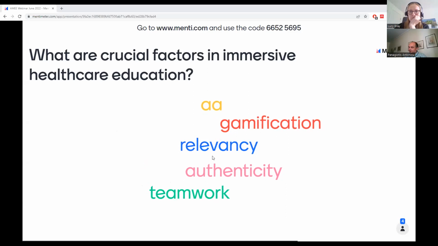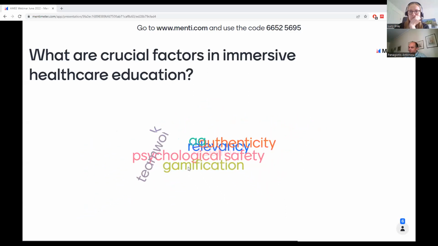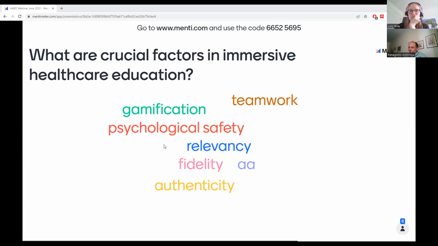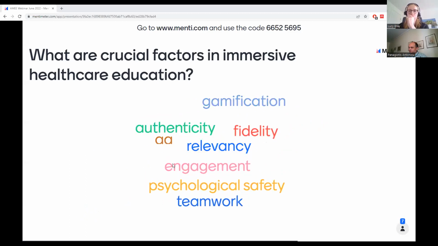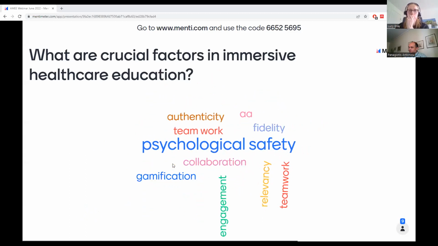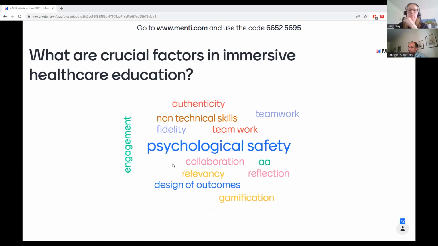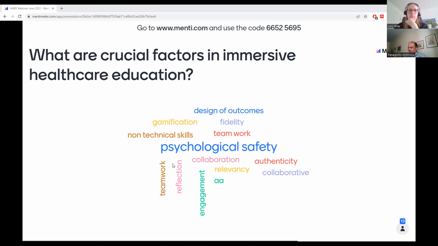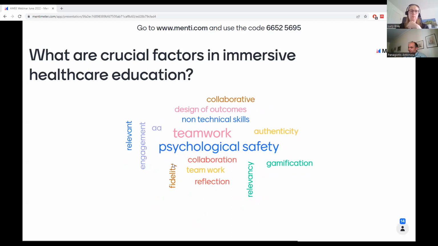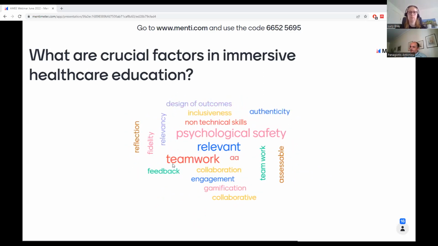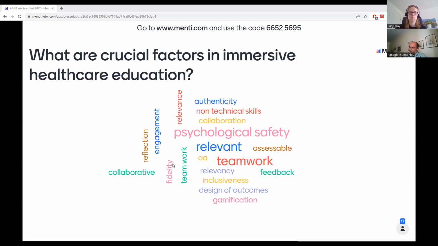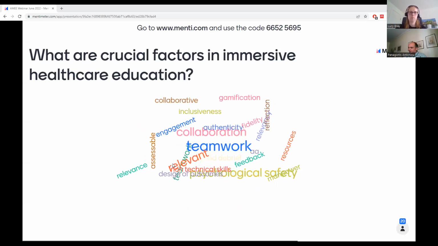Teamwork, gamification, relevancy, authenticity, psychological safety. A lot of very useful terms. Any more? Many more coming up. Psychological safety features prominently. Non-technical skills, authenticity, teamwork, and psychological safety take the lead. Okay, let's keep that as a cue for our discussion in a little while.